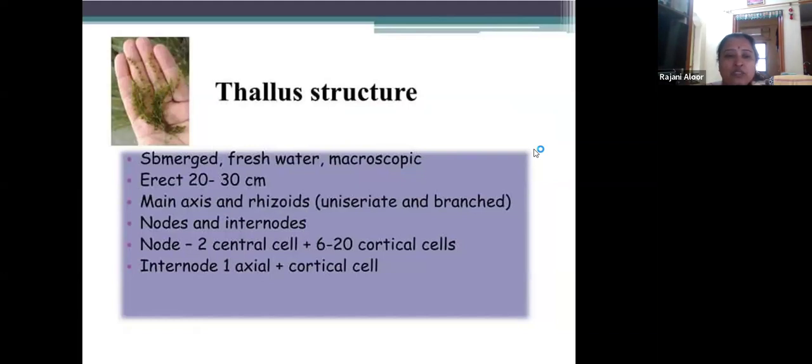The thallus is about 20 to 30 centimeters in height, but often up to 90 centimeters to 1 meter in height also in Chara. Some species, like Chara hetei, are small, maybe 1 to 2 to 3 centimeters long.